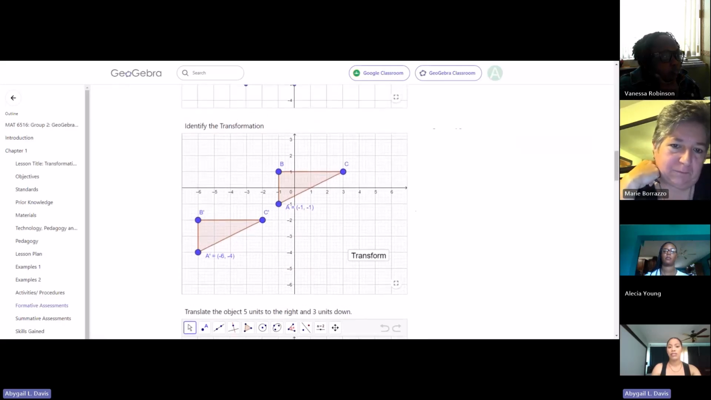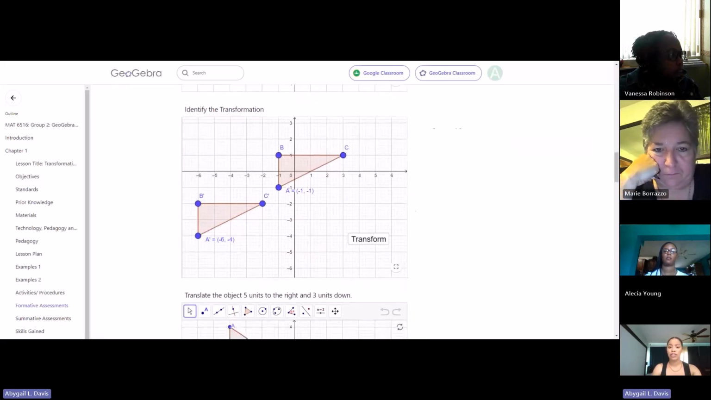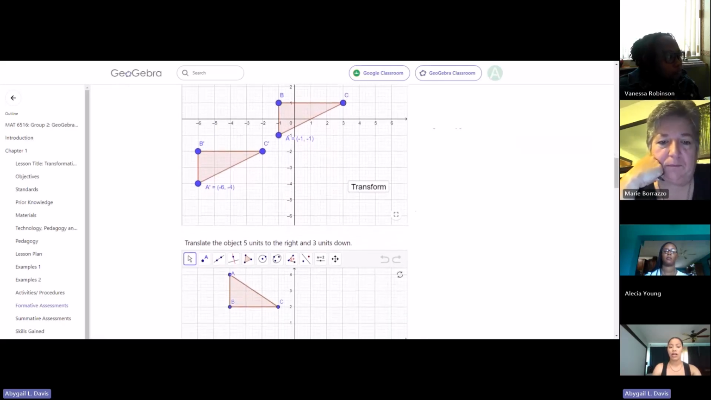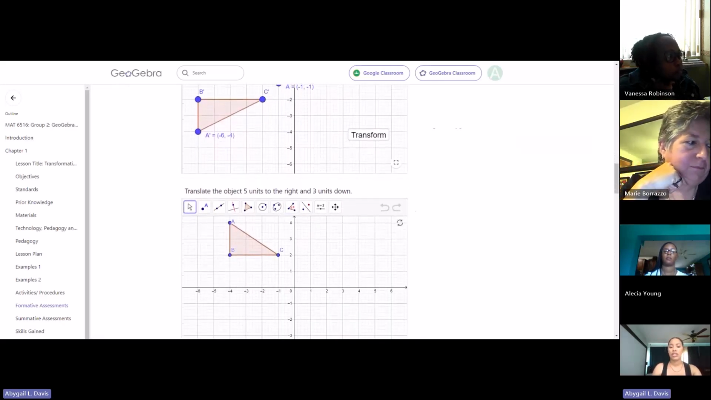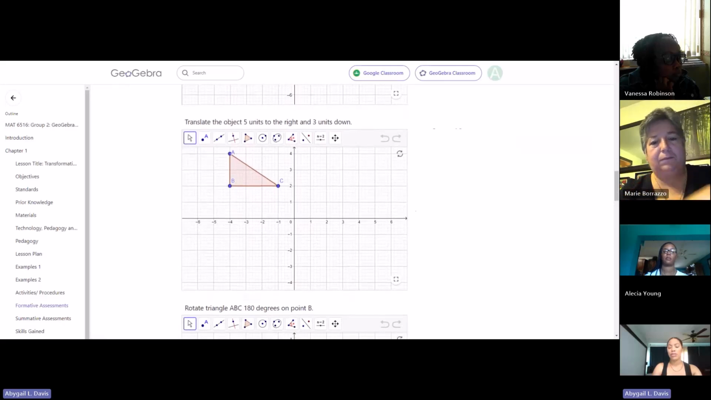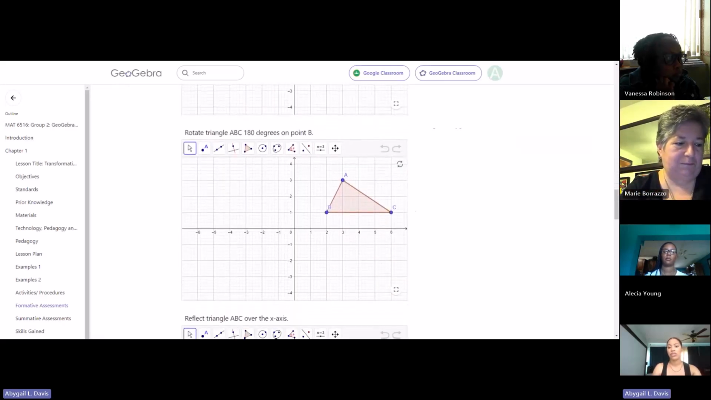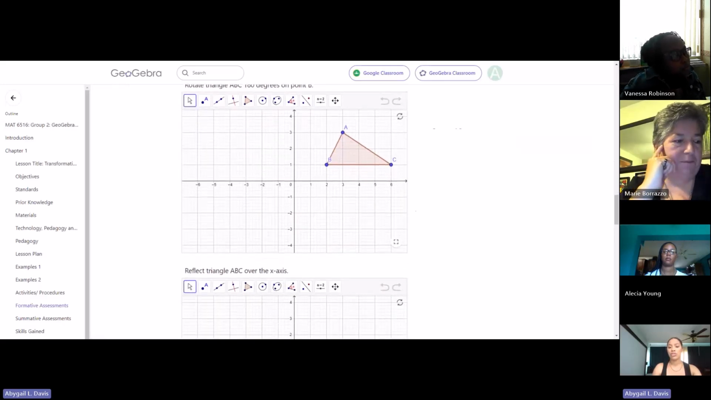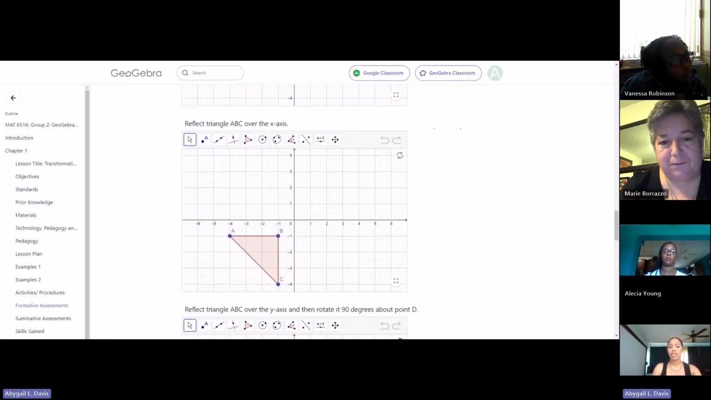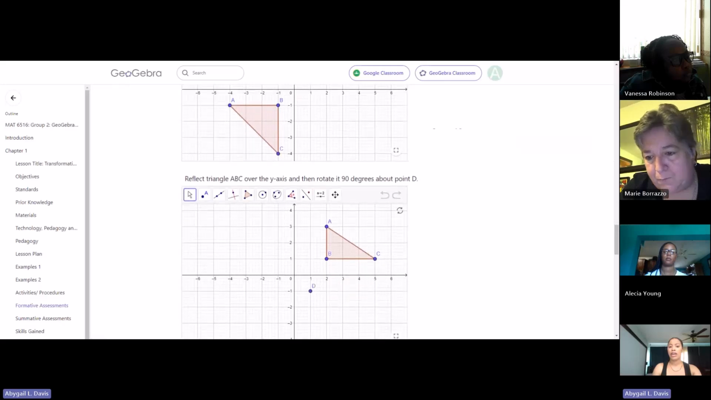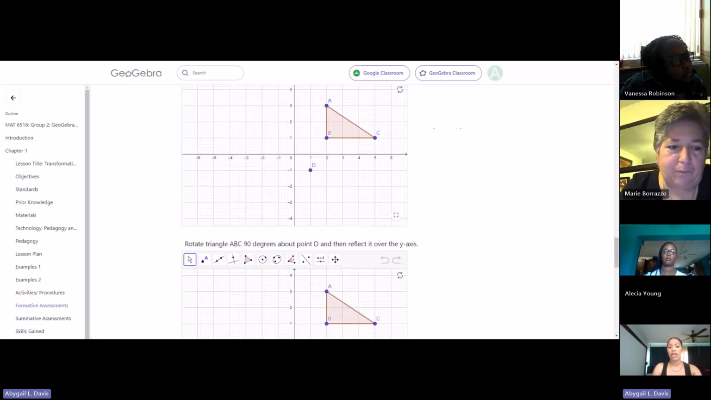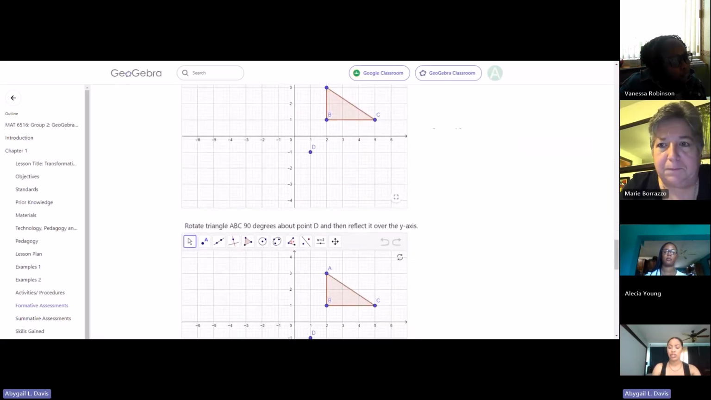And then they can work individually with these. They can identify the transformation shown. There are different options, not just your translation, but they also have an opportunity to practice doing that translation, to practice rotation, whether they're using the rules or they're using GeoGebra directly, and also a reflection over the x and y-axis along with a rotation, and also a rotation and a reflection over the y-axis.